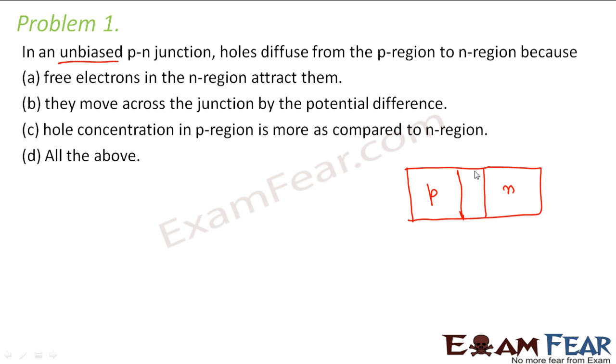I have already mentioned that they diffuse because of the difference in concentration, because the concentration of holes in p region is very high and the concentration of holes in n region is very low. So that is why holes diffuse from p region to n region. So which is the correct option? Hole concentration in p region is more as compared to the n region. Right? So in this case, what happens? Holes diffuse from p to n and electrons diffuse from n to p.